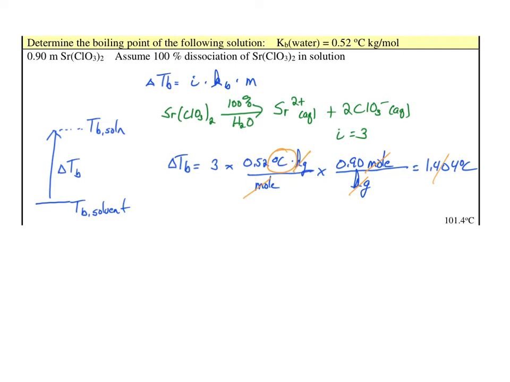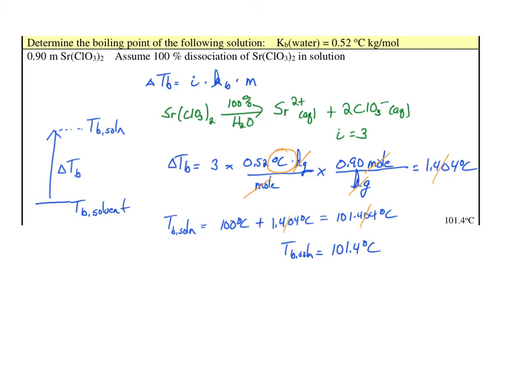But we're not done because we've calculated our value of delta Tb, so we have to add delta Tb to the boiling point of our solvent, which again is water, to get the boiling point of our solution. And here we have our final answer for the boiling point of the solution. The initial boiling point of the solvent, since our solvent's water, is exactly 100 degrees C. We're going to add the delta Tb.